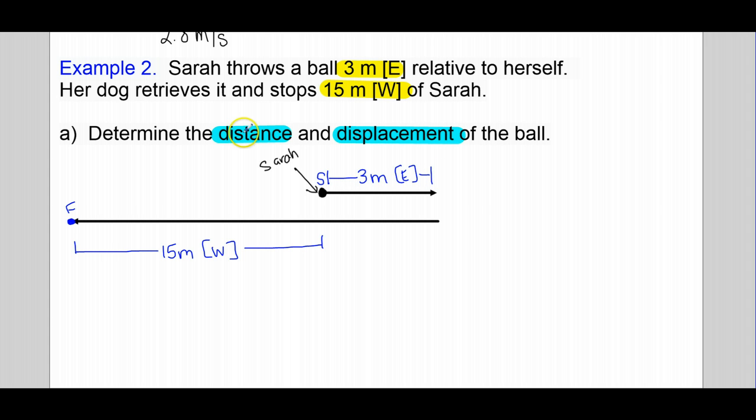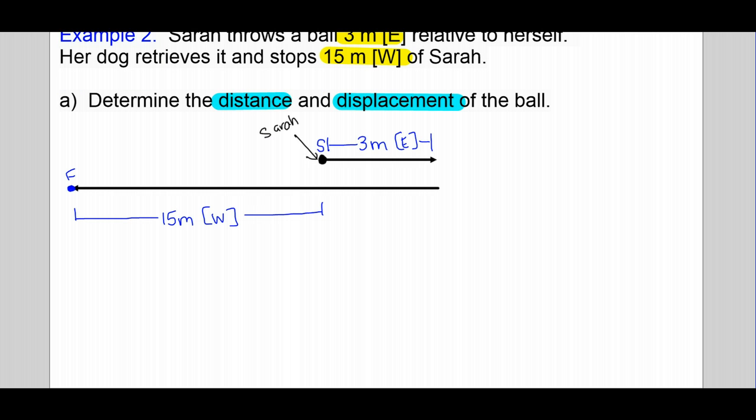So all we now have to do is remember what our definition of distance and displacement are. Distance is the total length that the ball traveled. So if it started here, it went 3 meters in this direction, and then it came 3 meters back, plus another 15 meters past Sarah. So total length of the path traveled is our distance. 3 plus 3 plus 15 is 21 meters.